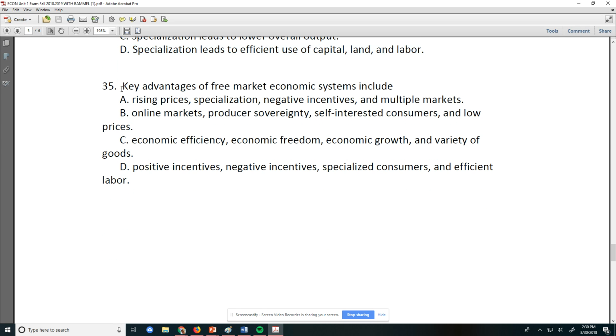35. The key advantages of a free market economic system include A, rising prices, specialization, negative incentive in multiple markets. B, online markets, producer sovereignty, self-interested consumers, and low prices. C, economic efficiency, economic freedom, economic growth, and a variety of goods. Or D, positive incentives, negative incentives, specialized consumers, and efficient labor.